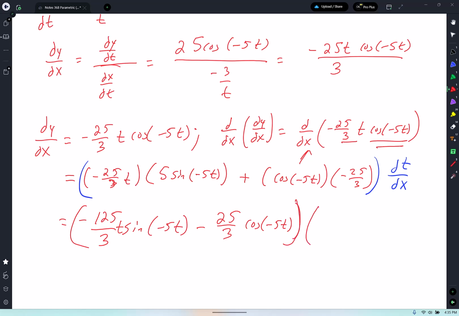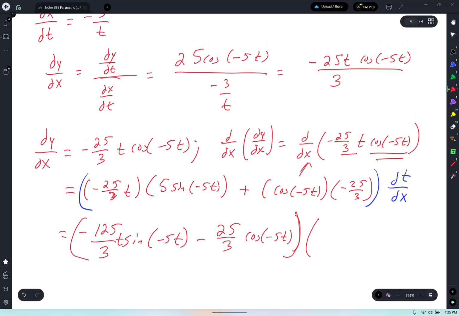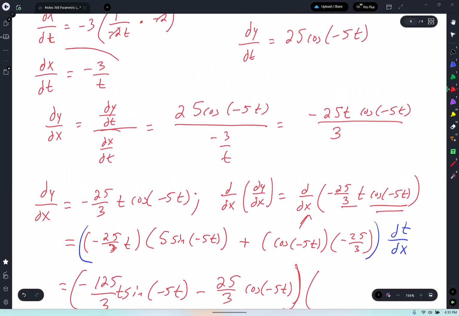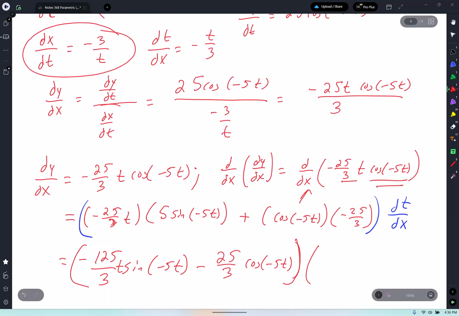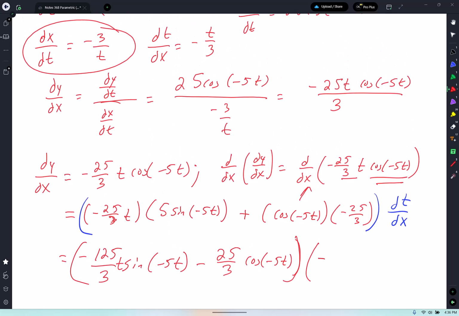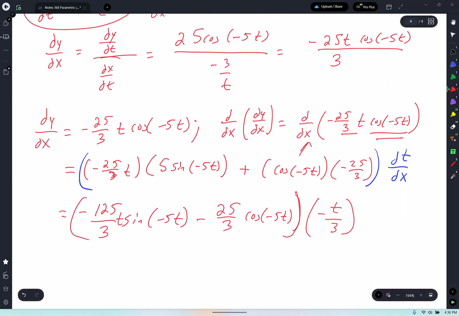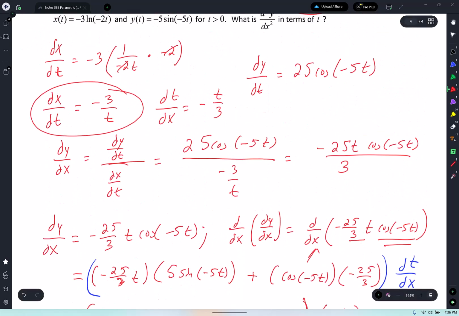Are we still good? And dx/dt or dt/dx, it's a reciprocal of dx/dt. So this one right here, there's my dx/dt. So that means dt/dx is equal to negative t over 3. Does that make sense, guys? Okay, so here it is. So I'm going to multiply this by negative t over 3. When I do that, here's my final answer.